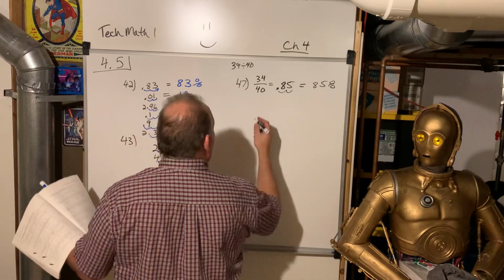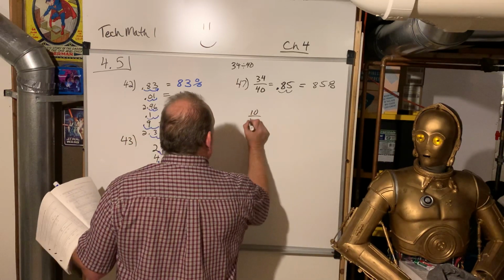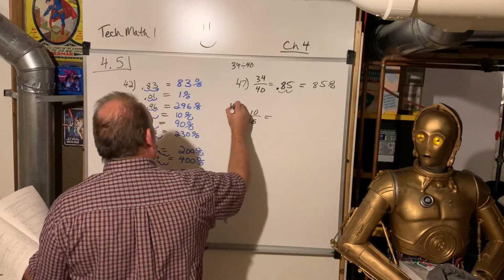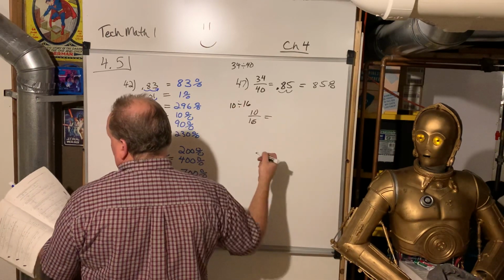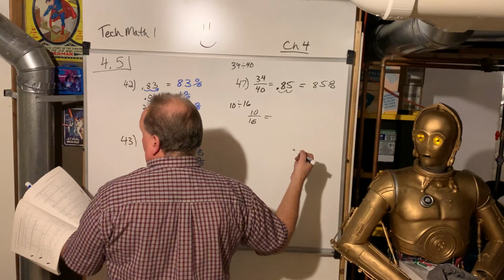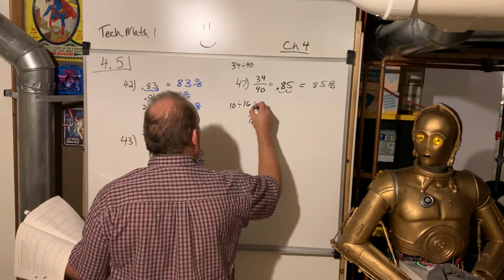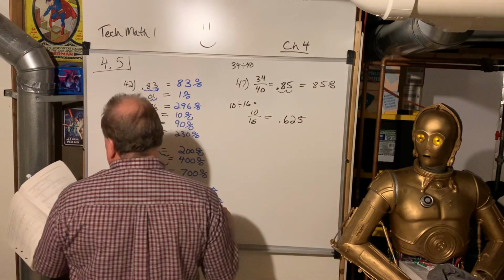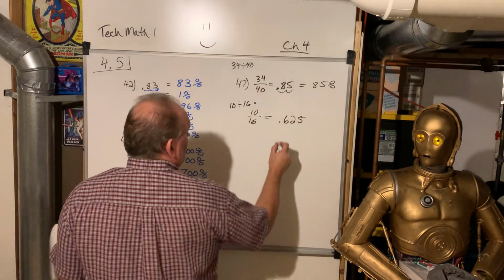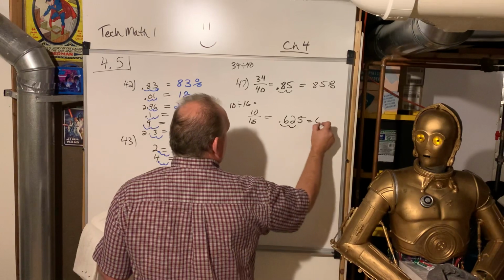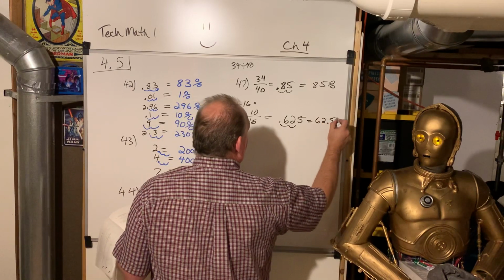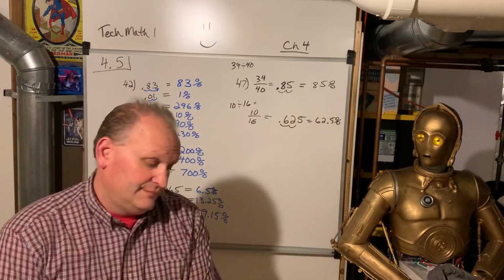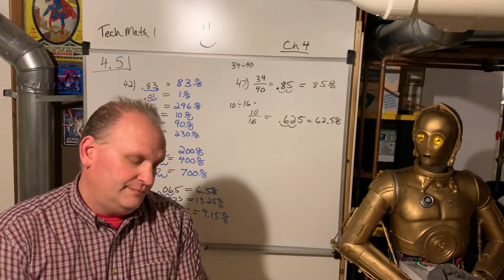There's one more. 10/16. So remember, that's not 16/10. That's 10/16. So take 10 divided by 16. That gives you 0.625, and then you move it 2 places to the right. That's 62.5%. All right. Lovely.